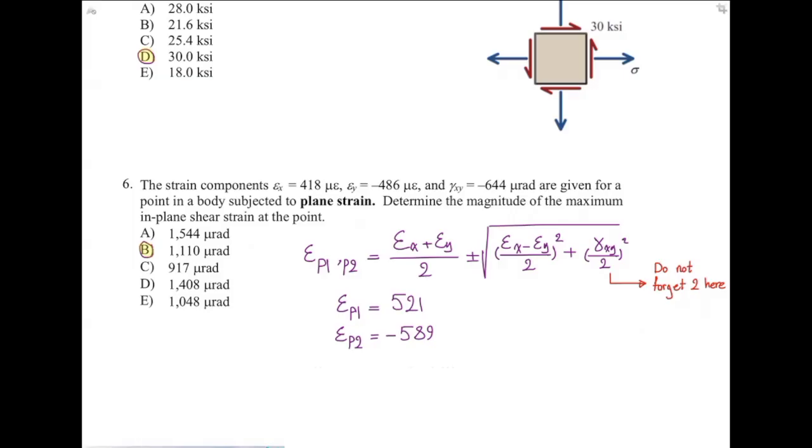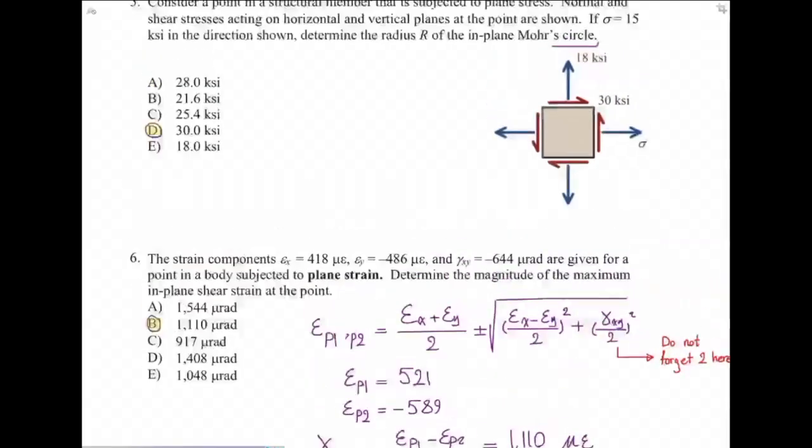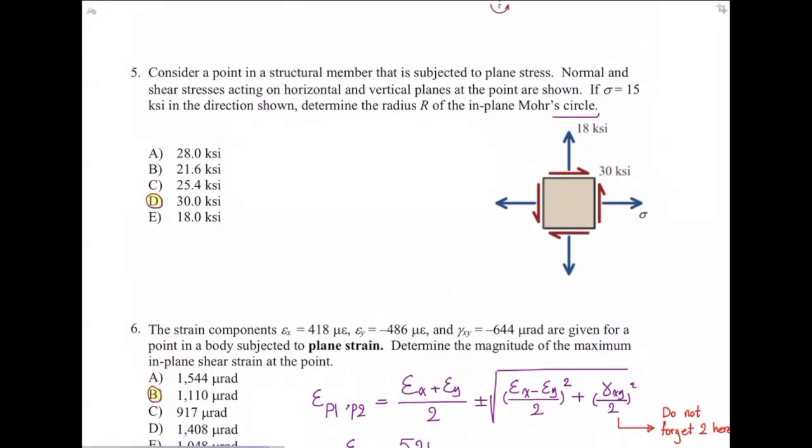These are the principal strains. Because they have opposite sign, the maximum in-plane shear strain and the maximum absolute shear strain are equal to each other. Okay? So here, the maximum in-plane would be epsilon P1 minus epsilon P2 over 2, and that would be half of gamma max. So gamma max is the difference between the principal strains, and that would be 1110 microepsilon. So that would be B. All right? Question number 5 follows the same concept.